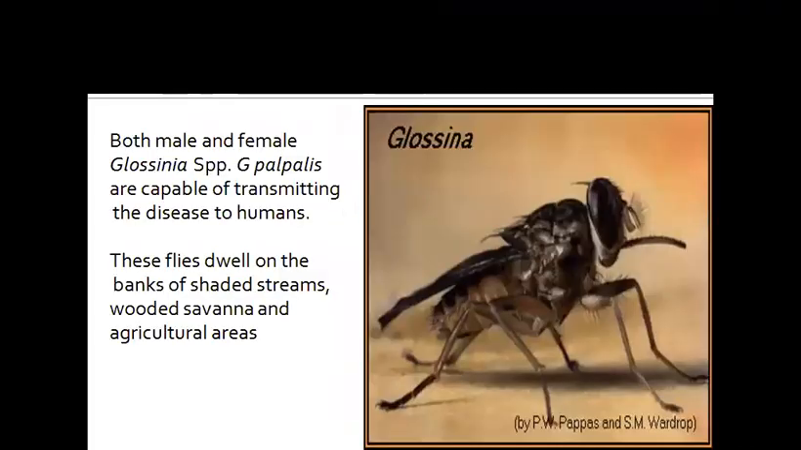So this is a picture of the vector of Trypanosoma brucei, the Glossina species. Both the male and female Glossina species, Glossina palpalis, are capable of transmitting the disease to humans. These flies dwell on the banks of shaded streams, wooded savanna, and agricultural areas.